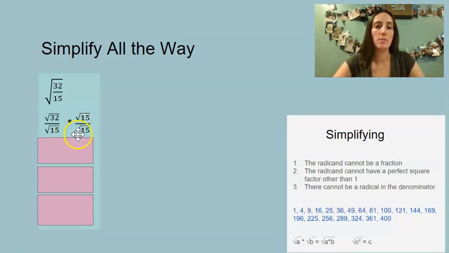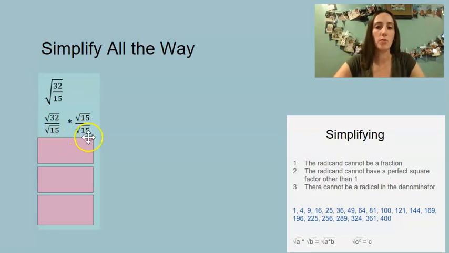I'm going to multiply the top and the bottom of this fraction by what my denominator is. So I'm going to multiply by square root 15 over square root 15. Same number on top as I have on bottom. This is a value of 1. Multiplying 1 by anything leaves me that anything. So this doesn't change the value. What I'm going to do is change the look of it.